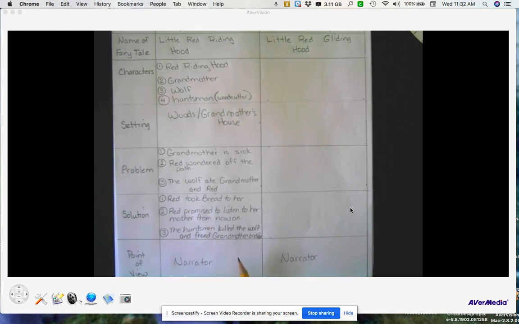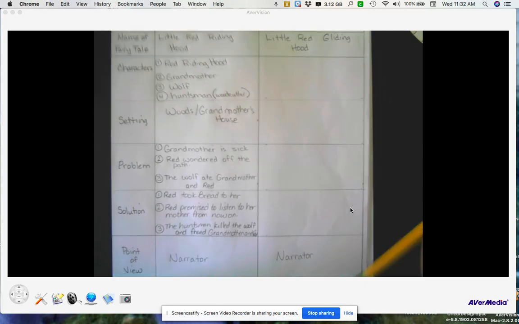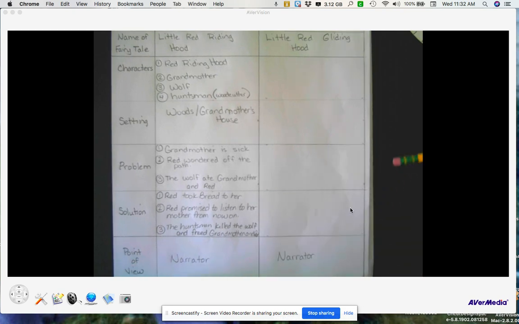That's the solution. Now, the point of view, I am looking at who is telling the story. Okay. Some of you might have thought I meant first person, second person, third person, and that would be okay too. If you chose that, your answer would be third person. I was just looking for something like this is being told by a narrator. Little Red Riding Hood isn't telling the story. The wolf isn't telling the story. Grandmother isn't telling the story, but it is the narrator who's telling the story.